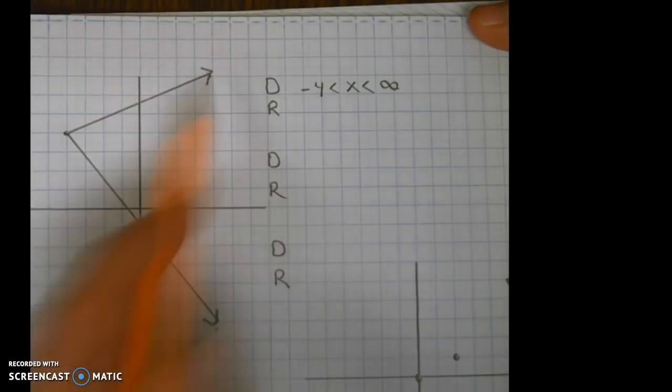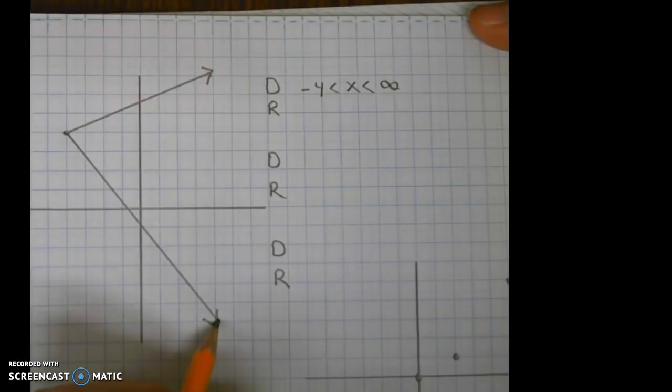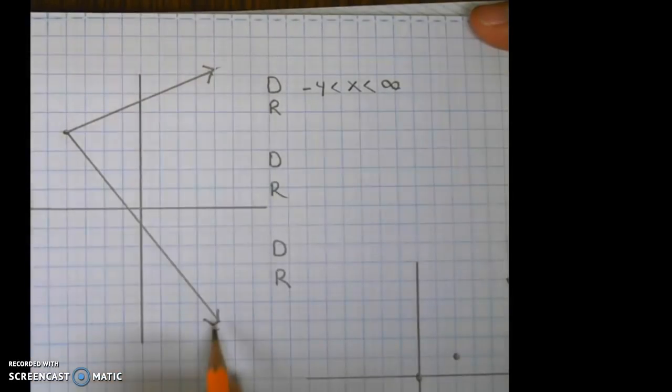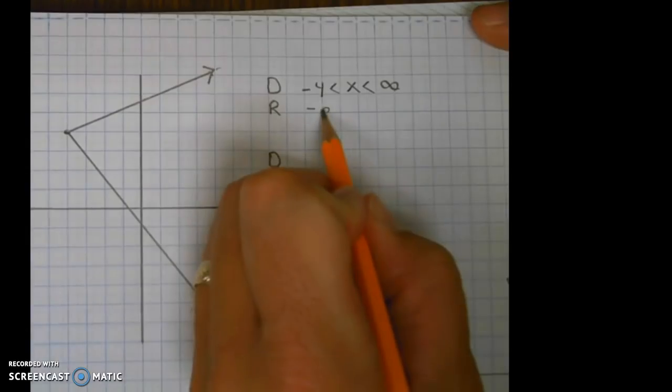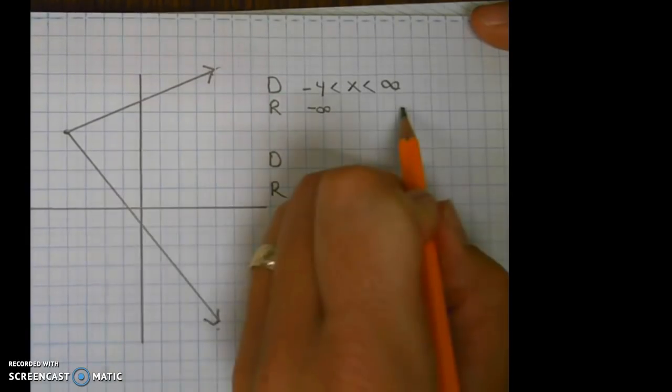Going to the range, we go lowest to highest. So that means we have to look for the y-coordinate, but in this case we have two arrows, one infinitely going down, one arrow going infinitely up.